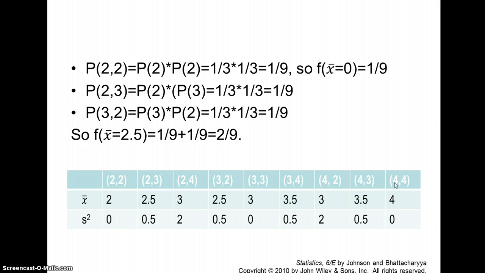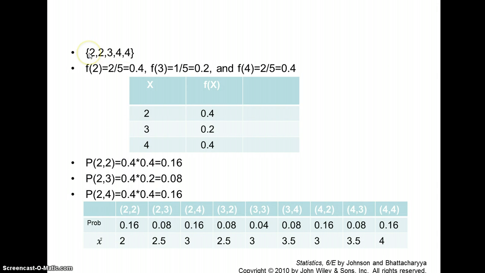So that's a different way. But apparently for this problem, you can just count how many 2s you have, how many 2.5s you have out of 9. That's much easier than doing it this way. But for some problems you have to do it this way. For example, if I change the numbers, suppose in the box there are 5 pieces of paper, and 2 of them have a 2 on it, and one piece of paper has 3 on it, and 2 pieces of paper have 4 on it.